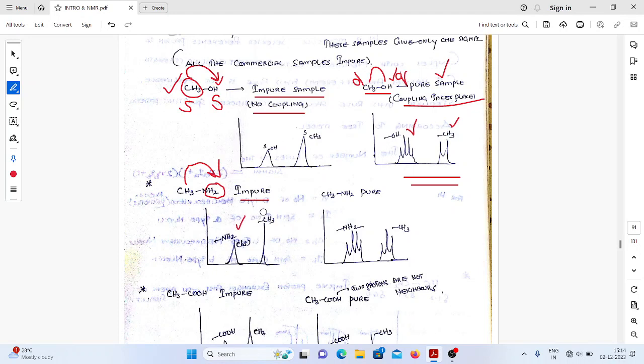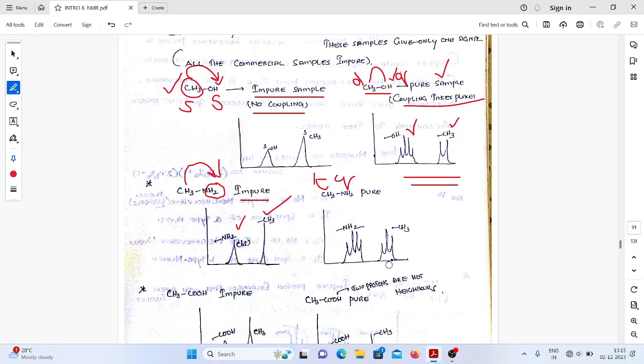So single protons we will get. In case of pure, coupling phenomena takes place. 2 plus 1 means what? 3. That is a triplet you can observe. Here you will get the triplet. 3 plus 1 means here you will get the quartet. In this way, the proton exchange is going to affect the NMR spectra.